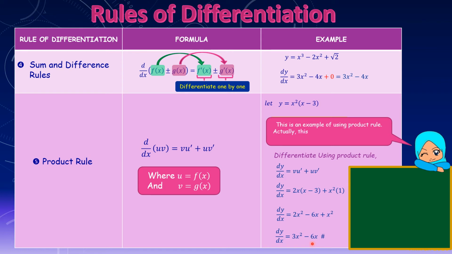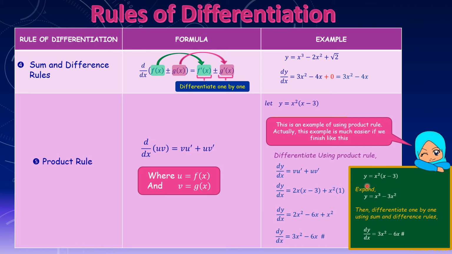This is an example for using product rule. Actually, this example is much easier if we finish like this. If we are given y equals x squared times (x minus 3), which is the same question, we can expand first because the bracket has no power, or the bracket has power of 1. So we can straightforwardly expand it.